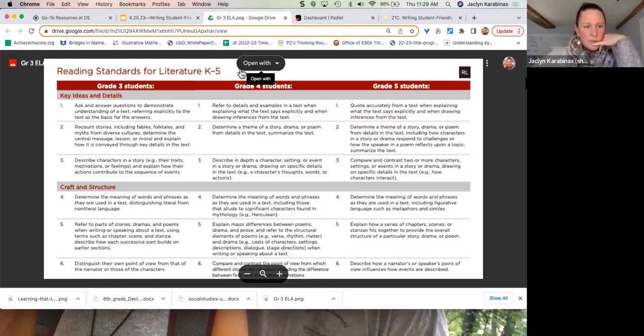My eyes really go to number 5 in craft and structure. Refer to parts of stories, dramas, poems, et cetera, using terms like chapter, scene, stanza. That one, so that you can work with students to say, okay, we're going to scene 3. And kids know that you're saying scene, S-C-E-N-E, and you're not saying scene, S-C-E-N, and they know what scene means. Just another one that popped into mind.